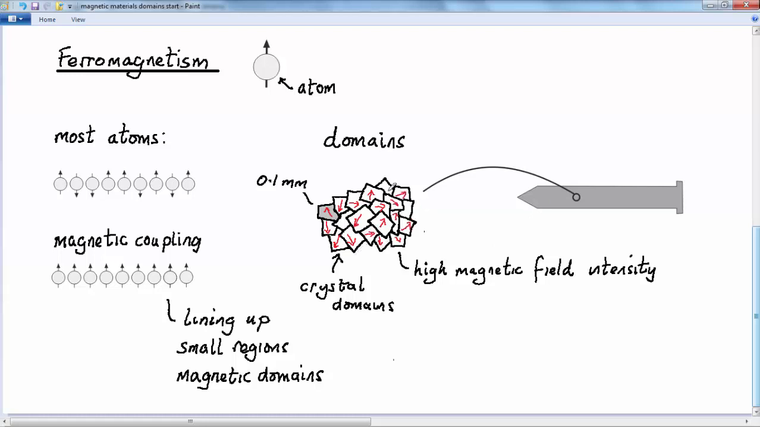Now, just to finish, I'd just like to mention that to save me having to draw out all of these crystal boundaries, I shall represent the domains, for example, in an iron nail, such as this one, in this way. Okay, so each of these little red arrows represents the magnetic field produced by a domain. And you can see in this particular case that the domains are organized randomly. So the net magnetic field in this iron nail is 0.